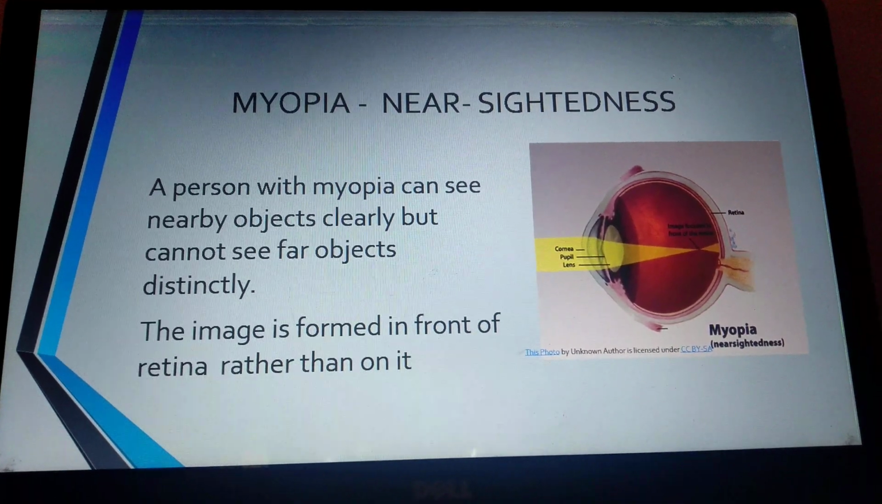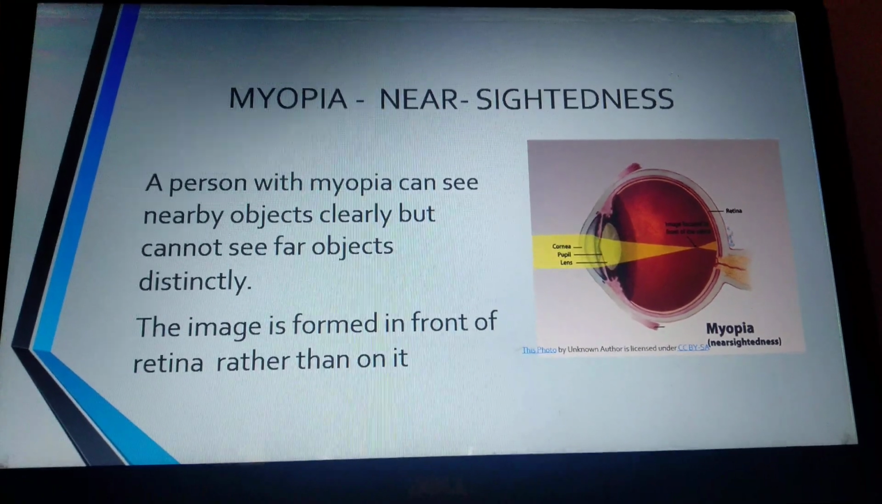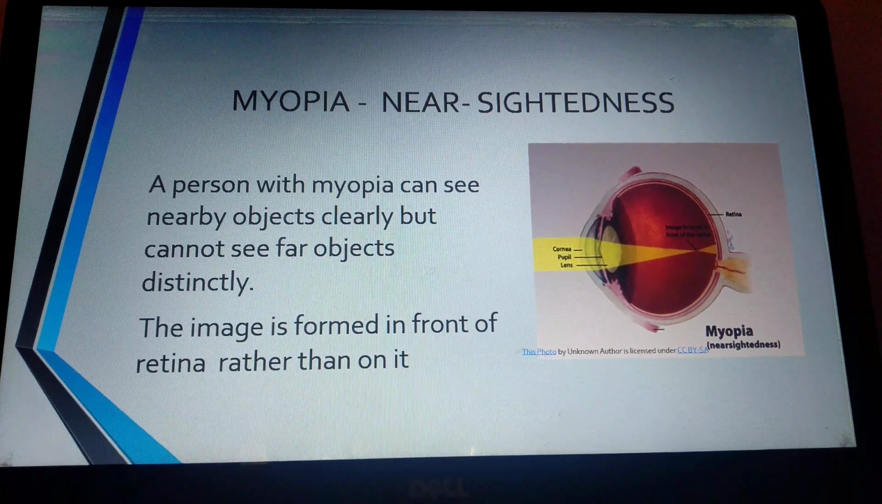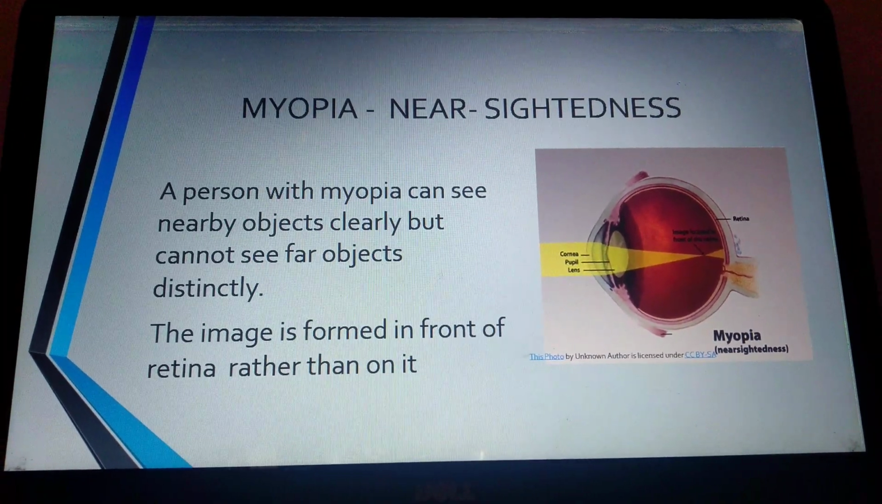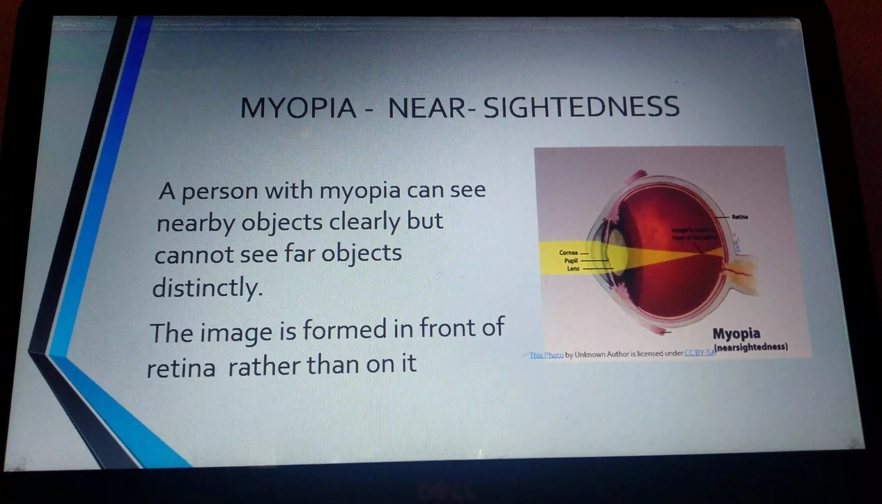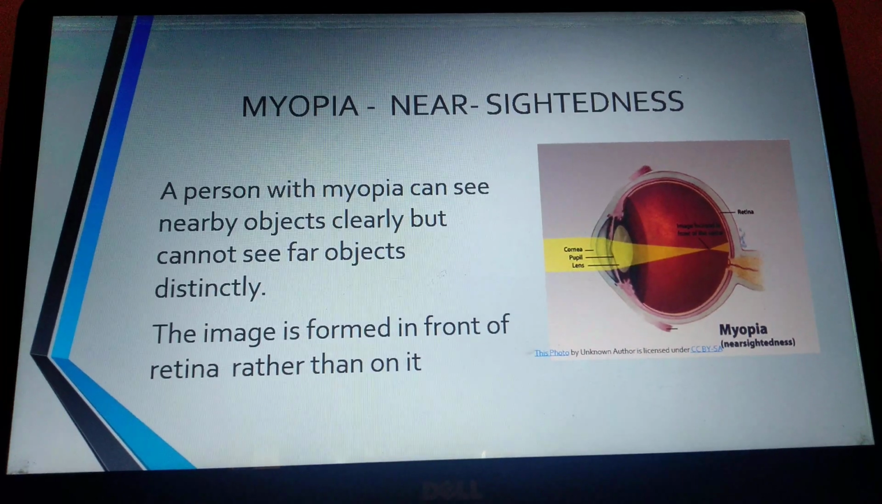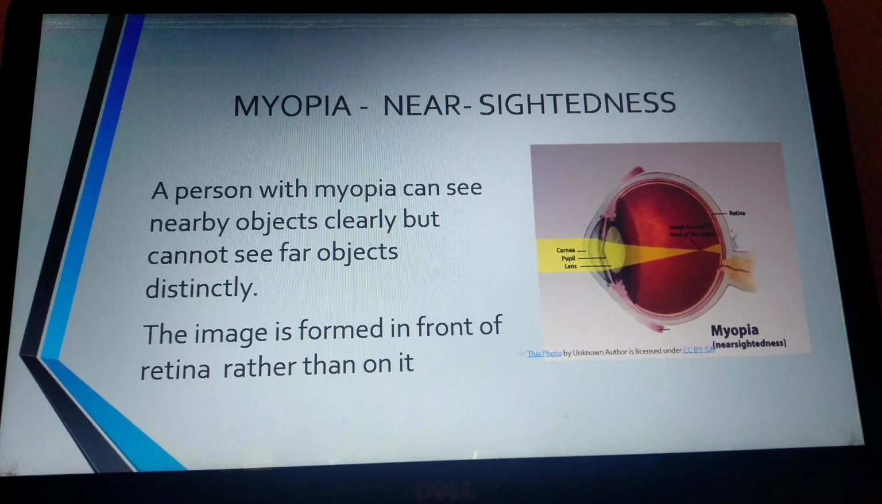And why is this actually taking place? And where is the image being formed such that they will find a blurry image? This is because normally for a normal eye, the image would be formed exactly on the retina. But for a person having a myopic eye, the image would be formed in front of the retina rather than on it. It is for that reason that the image appears to be blurry.